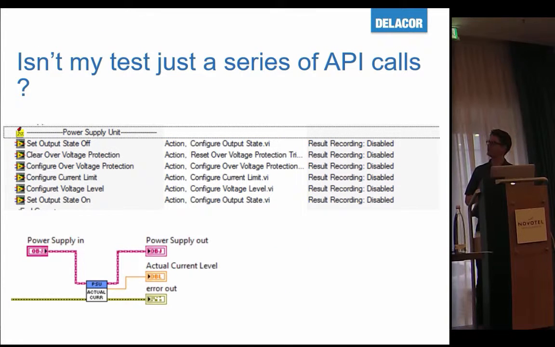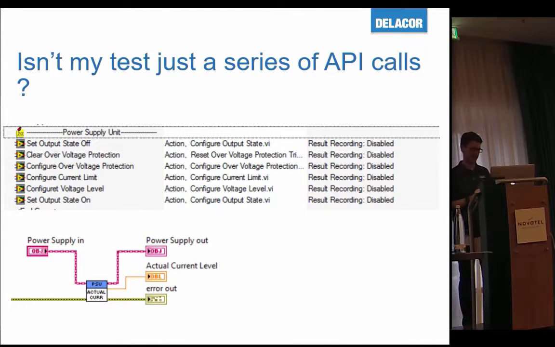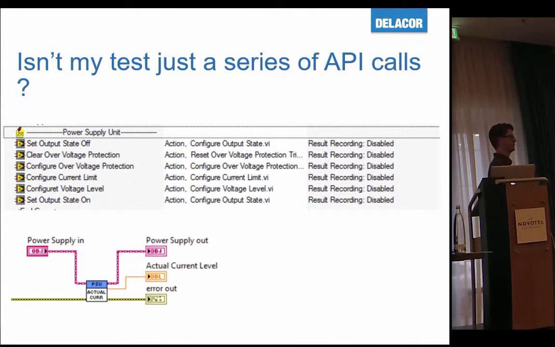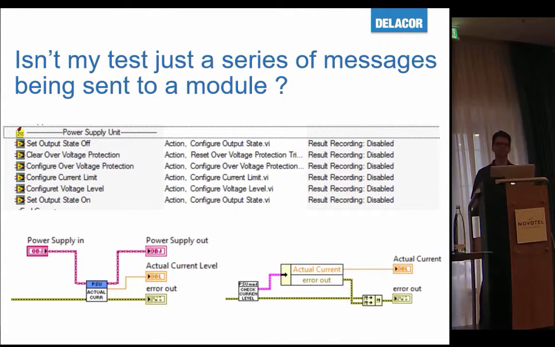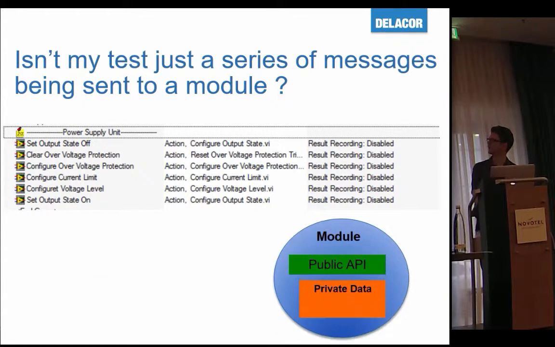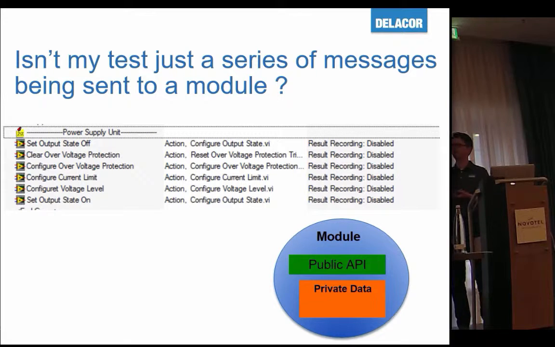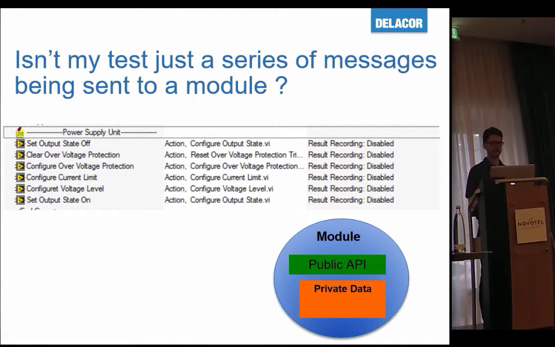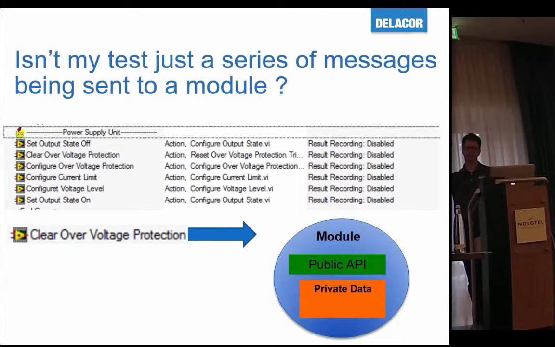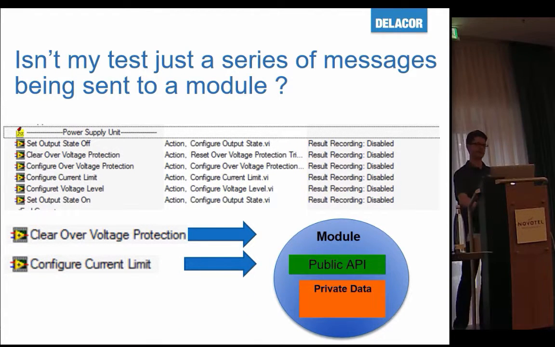So this brings me back to the test domain, and the question I'm asking is: isn't my test just a series of API calls? And therefore, isn't my test just a series of messages being sent to a module? So now my test sequence really looks something like this. I've got some module that exists asynchronously to my test execution, and my test sequence is merely sending messages, maybe waiting for a response in some cases, maybe not, to the module that's executing asynchronously to the test.